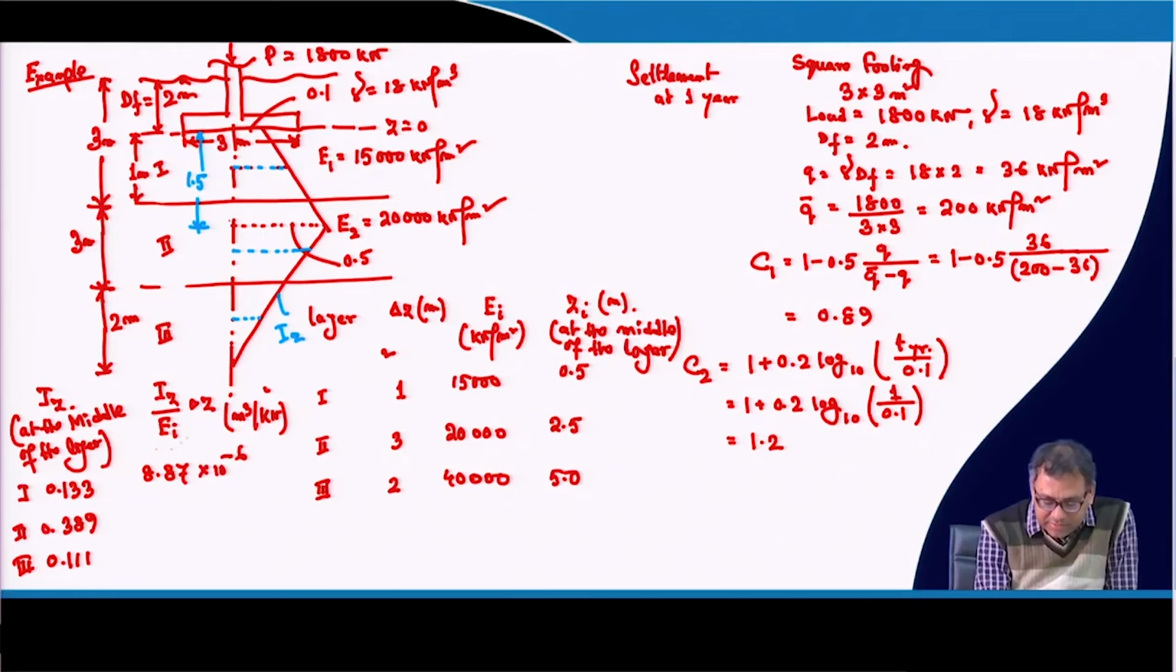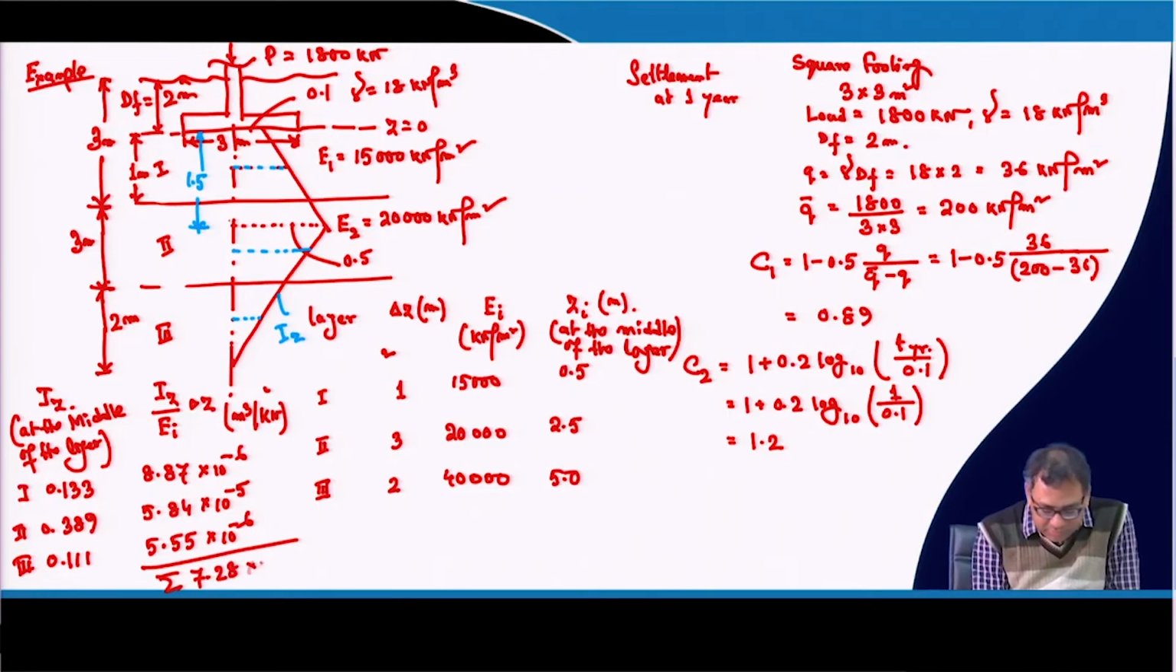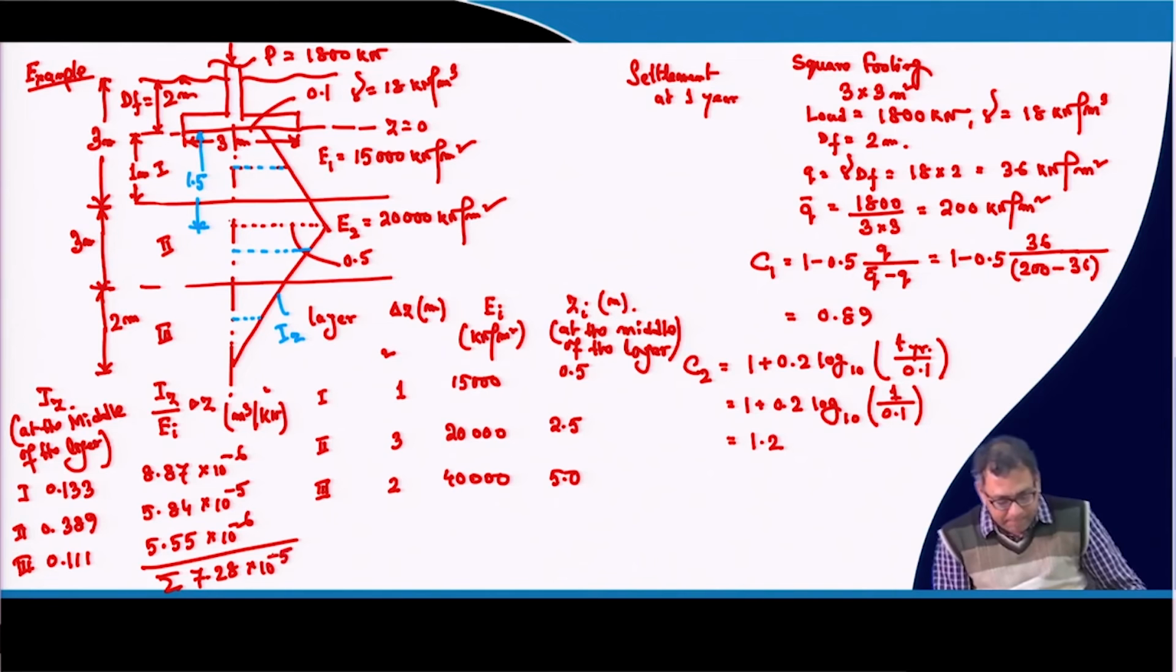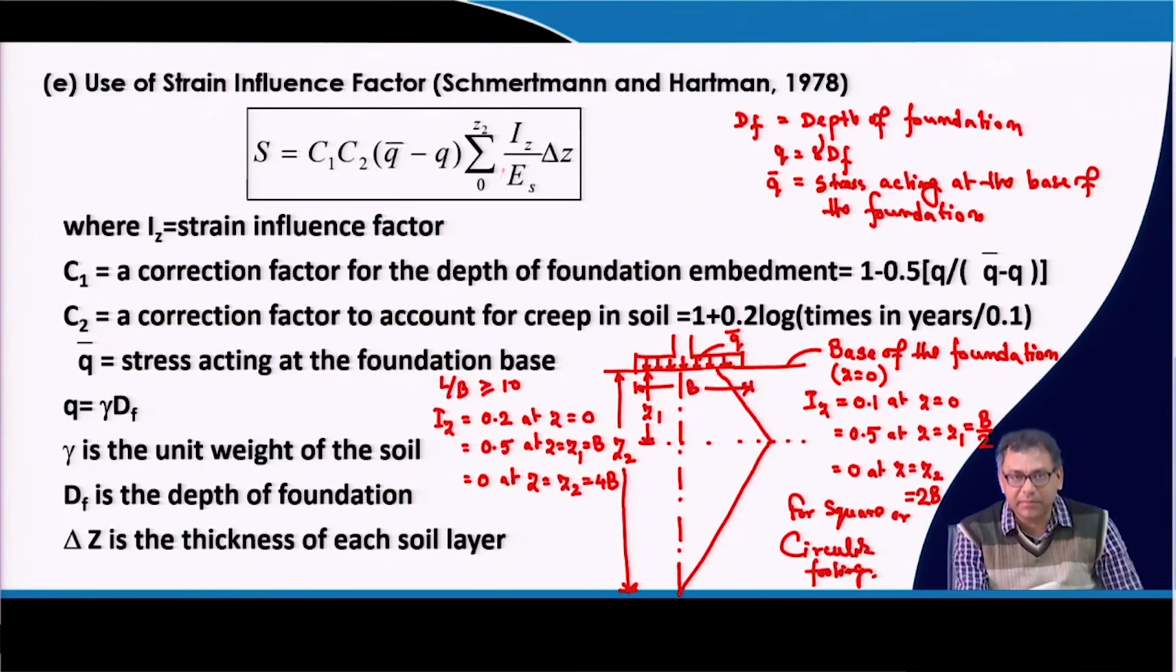Once we get the Iz, then I know the del Z, then I know the E. So, basically this column is Iz del Z divided by E for each layer, and that is 5.84 into 10 to the power minus 5 and 5.55 into 10 to the power minus 6. If I add them, this will be 7.28 into 10 to the power minus 5. Why are we adding them? Because we have to add them for each layer.